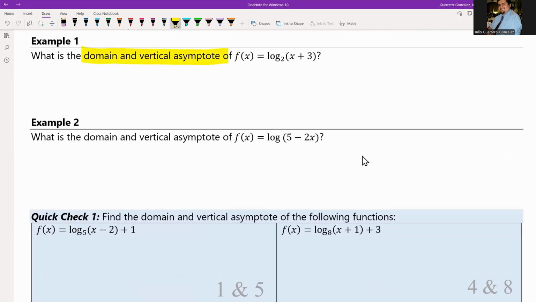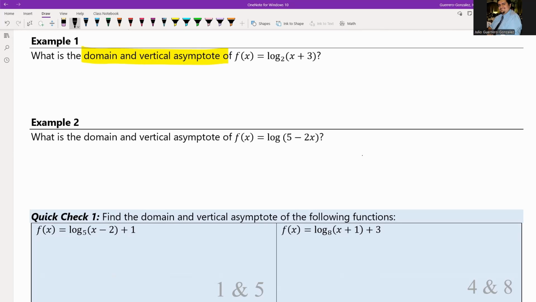So let me go ahead and do this first one: domain and the vertical asymptote. It turns out that if we do these, we get both for free. What we have to do here, just like we did before, is ask: are we doing any of the three things? Are we dividing by 0? Are we taking the square root of a negative? And are we taking the logarithm of a negative number?